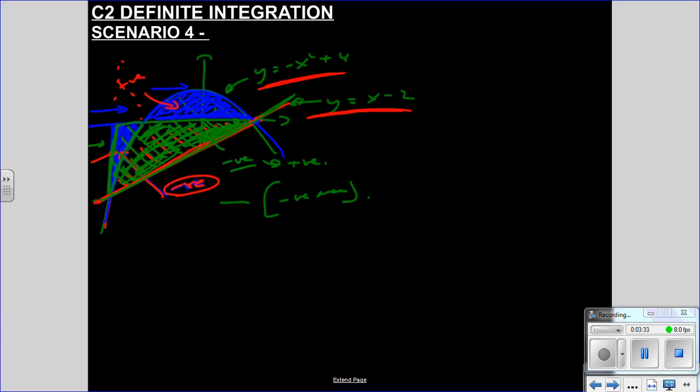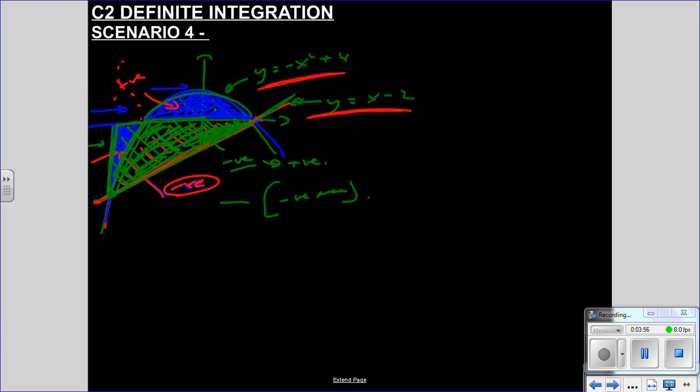I really hope that makes sense to you. And if we do this, it's a much easier method than having to split this section up individually, split this section up individually, then split this section up. It takes a long time and it's unnecessary if you understand the theory, you understand what's going on.